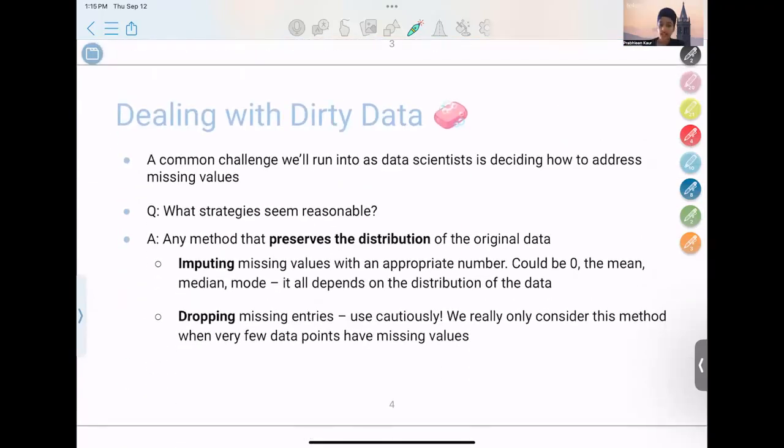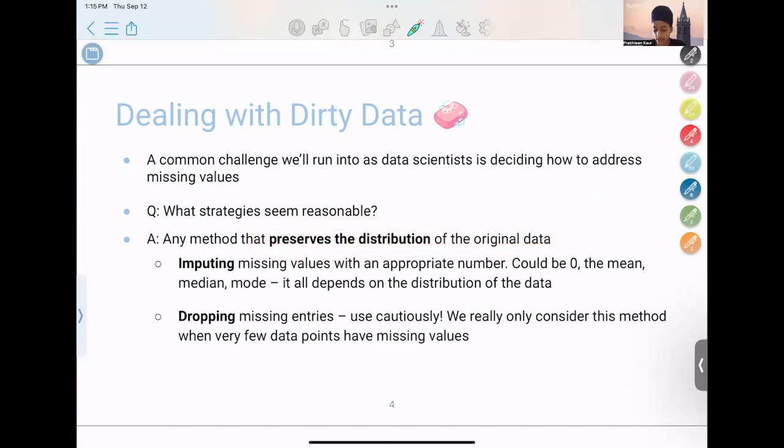Oftentimes when we get data in the real world, it is pretty messy. It's not super clean. We can say it's dirty. And one of the main challenges that we'll talk about in this mini lecture is how to deal with missing values. So what to do when you have pieces of your data missing. What strategies are reasonable in this case? Basically, the answer to that question is whatever method preserves the distribution of the original data. So we want to keep the distribution similar, right?